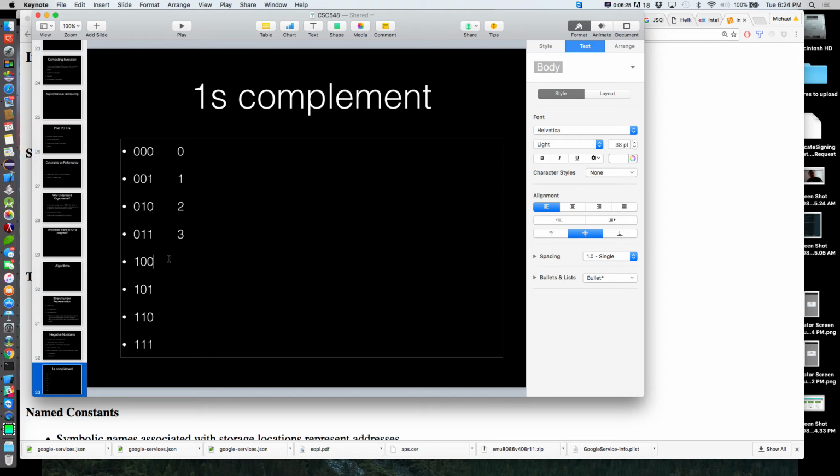Now, if we look at sign and magnitude, well, actually we're doing 1's complement here. All right, so 1's complement says we're going to flip these bits. So this is actually 0, 1, 1. Hold on, I'm going backwards here. So if we do this as 1's complement, we're actually starting with negative numbers.